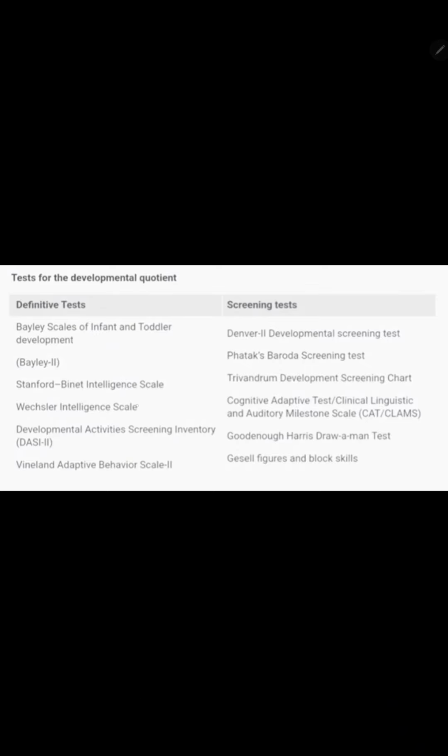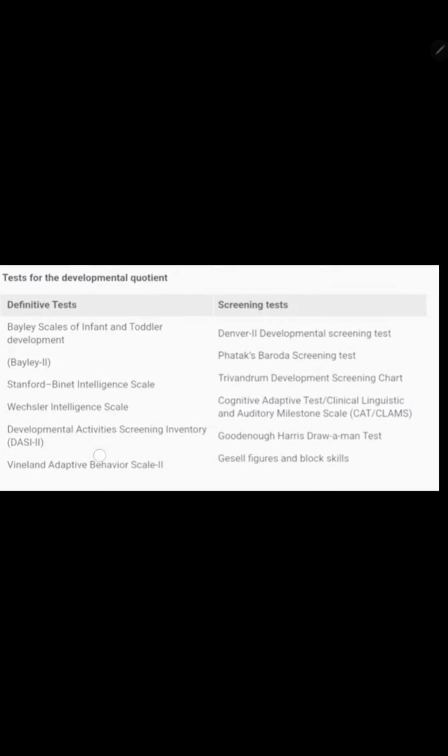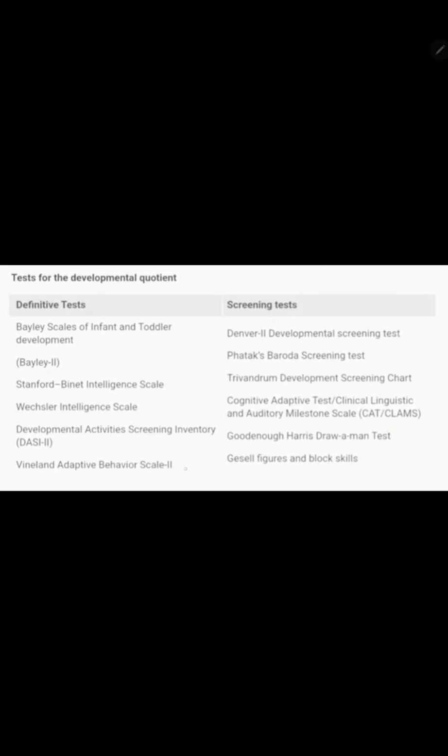Then we have the Stanford-Binet test. Then we have Wechsler's intelligence test, and then we have DASII 2, that is basically Developmental Activities Screening Inventory test, and then we have Vineland Adaptive Behavior Scale 2. Okay, so what do we do in the Bayley scale test?